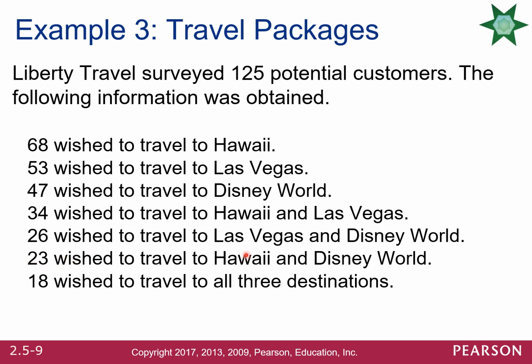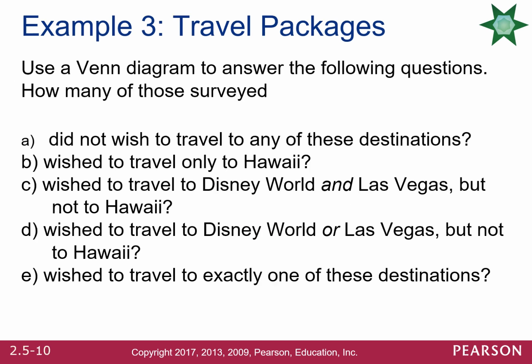So what we are going to do next is go through the questions they are asking, and the questions will ask for the number of people who want to go to Hawaii only or Las Vegas only, or to both Hawaii and Las Vegas, and so on. All right, and then once we go through the questions, we will start working on the solutions by first putting together a Venn diagram of 3 sets.